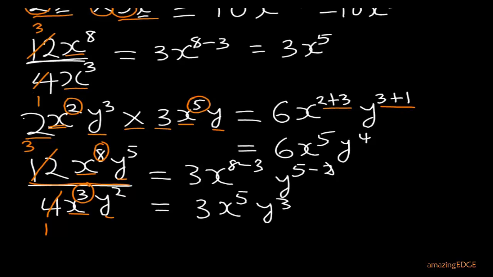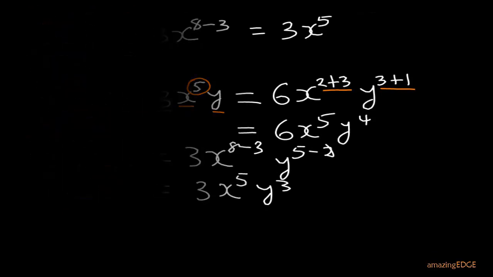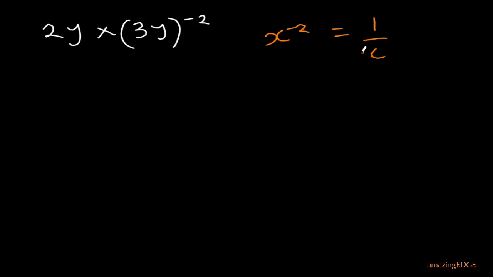So maybe we round up with another example. So supposing we have something of this nature now. So we are given 2y times 3y, and this is all raised to power minus 2. So how do we handle this kind of problem? So we involve a lot of indices here. Recall that supposing we have something like x raised to power minus 2, this is equal to 1 over x squared. So that law will apply in this problem.